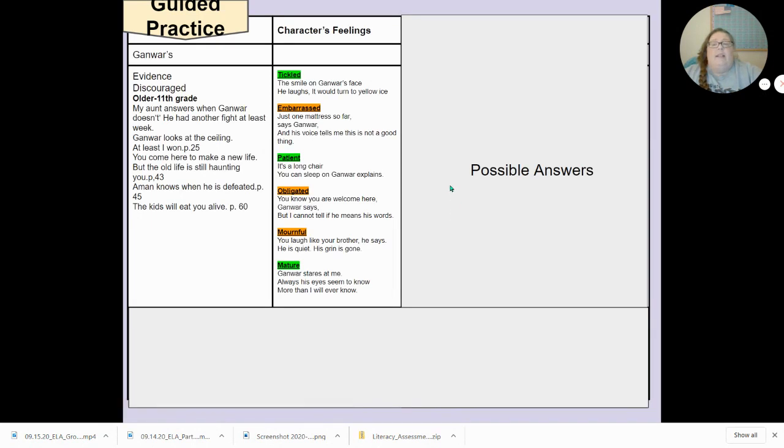Come to the guided practice today because we're also going to be looking at Ganwar and how he is discouraged. And these are his feelings, which yesterday we discovered he has more negative feelings, but we're still working on a theory as to why. Is it because he was born that way? That's just part of his personality. Is it because of some of the things that have happened to him during the war? Is it also because of some things that have happened to him since he's been in America?